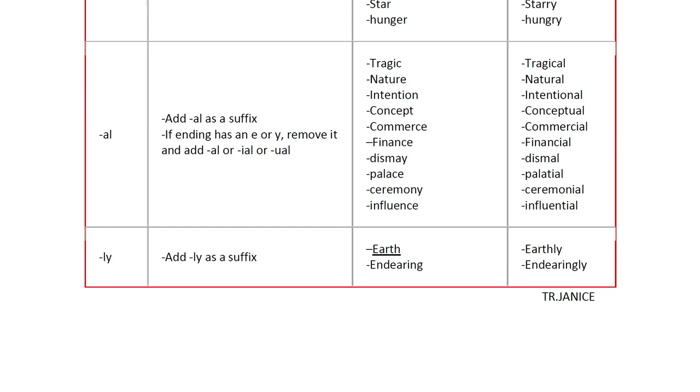Okay, moving on to the next one, ending with ly. So you are adding the suffix ly. Earth becomes earthly. The word is underlined by mistake. You don't underline when you all are copying the notes. Endure, enduringly.